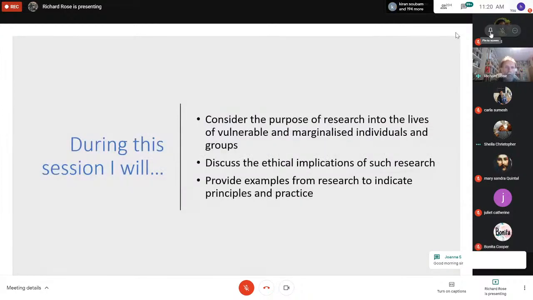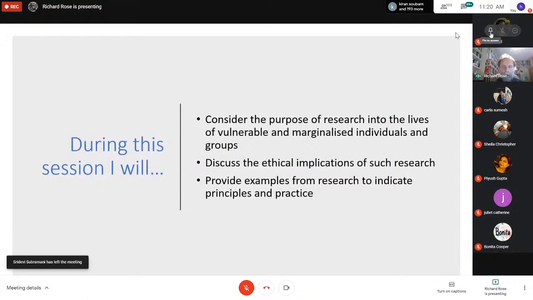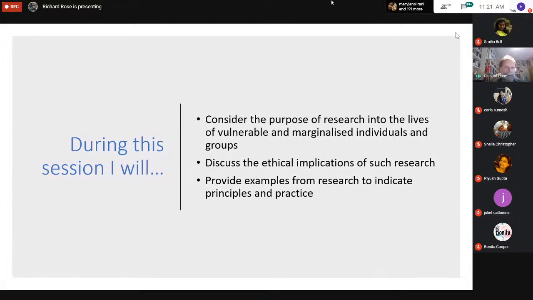So in today's session, what I'm going to try and do is think about who these vulnerable and marginalized people might be. And I will explain the terminology that I'm using very early on, because I think we need to share a common language when we're thinking about groups who we describe in this manner. Inevitably, the kind of research that I'm interested in, which is research into people with disabilities, those living in poverty, those from marginalized communities in general, we have to consider the ethical implications of doing research in this field. And then I will provide an example from research to indicate some of the principles and practices that we need to apply when working in this particular field.